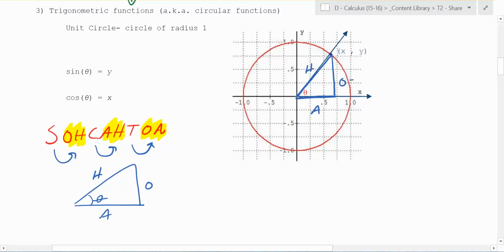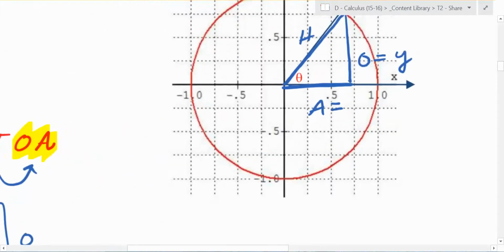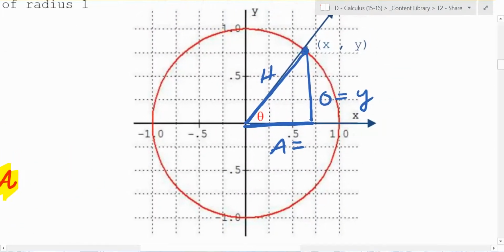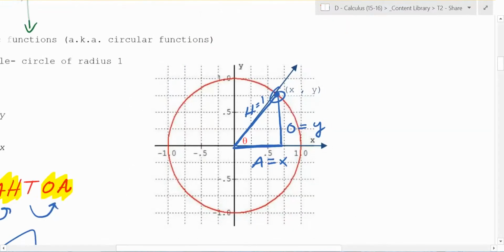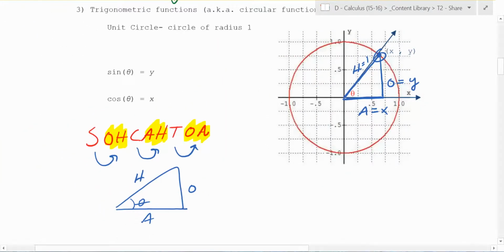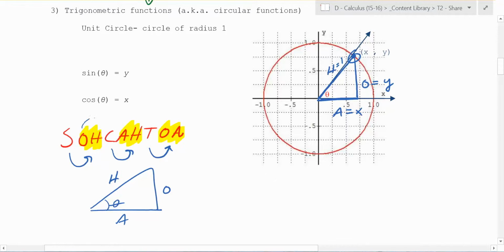In this diagram, O is equal to y and A is equal to what? If this point right here is (x, y), the height is y, what's the distance to the right? x. And h in this case is equal to what? What's the radius of a unit circle? 1. So what does SOHCAHTOA say sine is? Sine is opposite over hypotenuse. So sine of theta is y over the hypotenuse. But what is the hypotenuse length? 1. Well, what's y over 1? Oh, that's where that comes from.